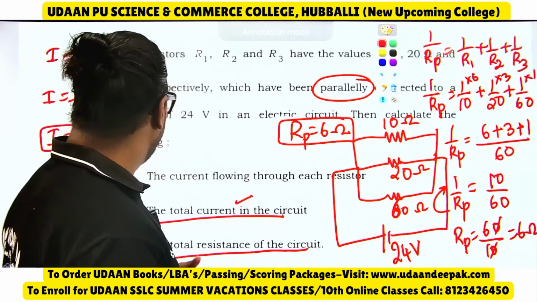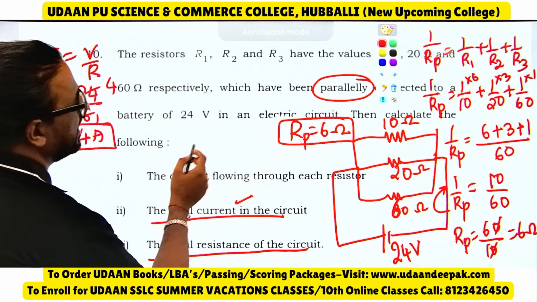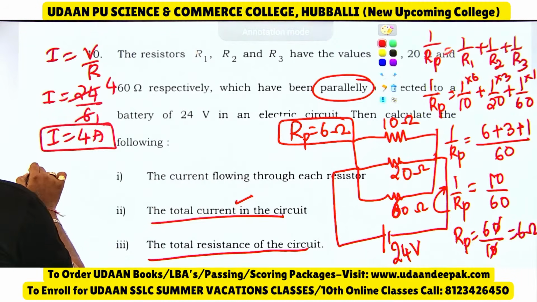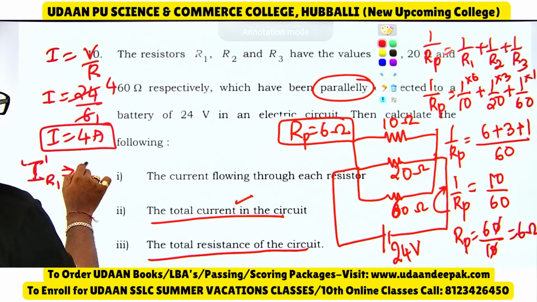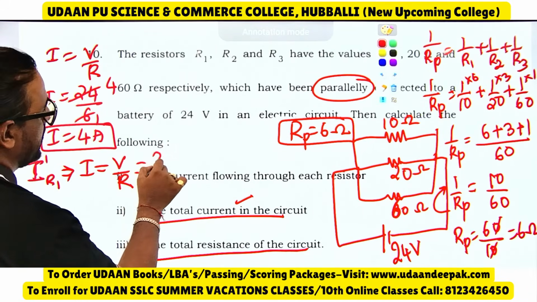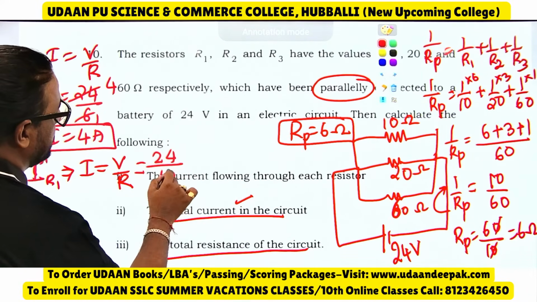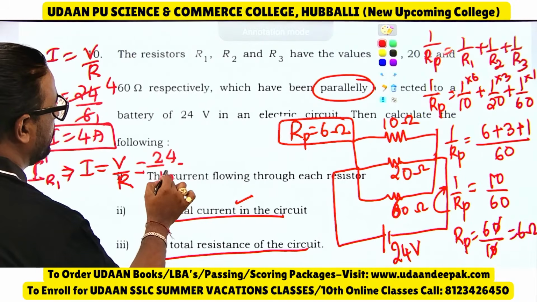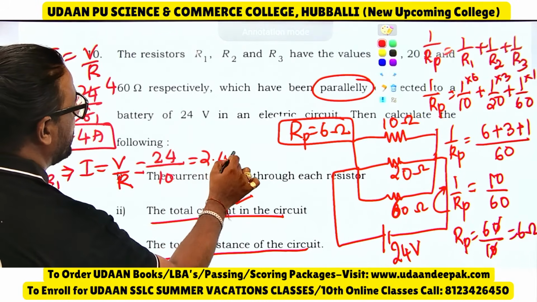Okay, now you can see in each circuit, the current through R1. I is equal to V by R. V is 24 and R is 10. So 24 by 10 is 2.4 ampere.